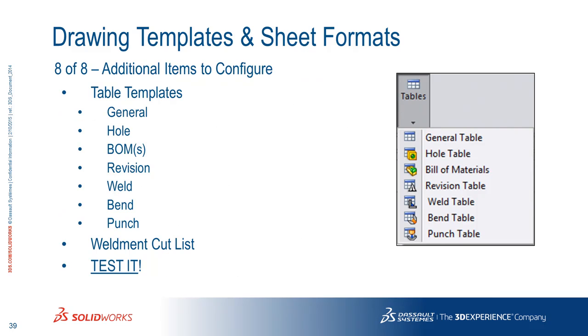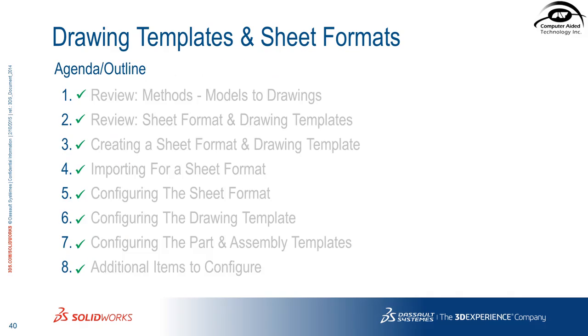So last little bit here, additional items to configure that I'm not actually showing. Table templates, like your general table if you use it, the hole table. Bill of materials, a lot of people have their way of doing bill of materials. So you got to create a bill of material with some assembly and maybe rearrange the columns, add some information and that sort of stuff. And then you want to save that as your bill of material template that you use going forward. Revision tables, if it needs to be changed different than what SOLIDWORKS' defaults are. There's a few other tables on the drawings. Weldment cut list, it's kind of its own special animal. And bottom line, test it before you turn it loose on everybody.